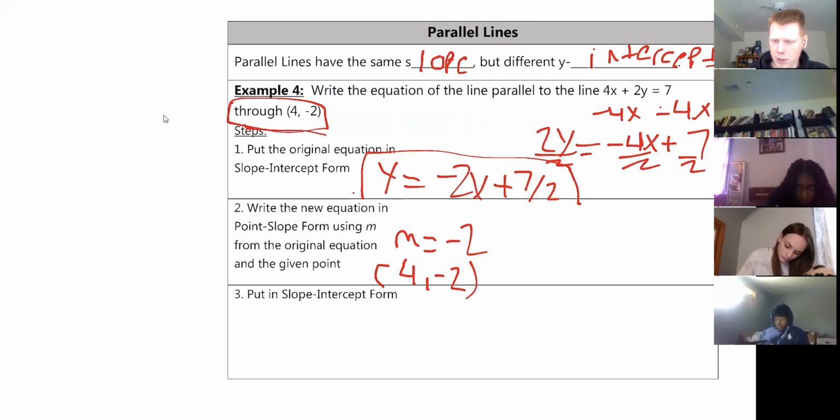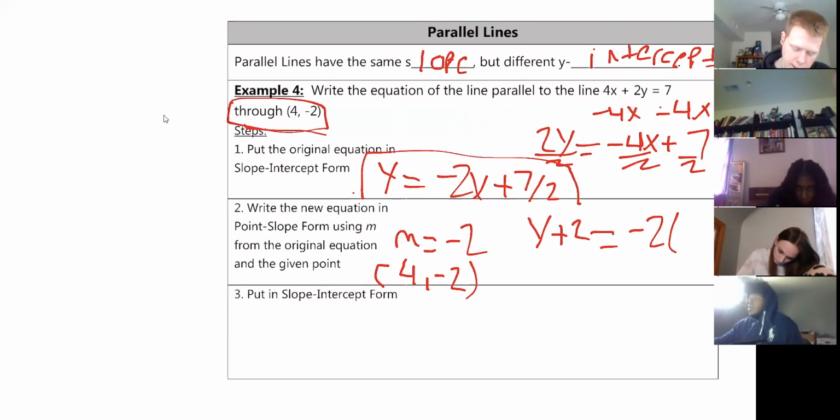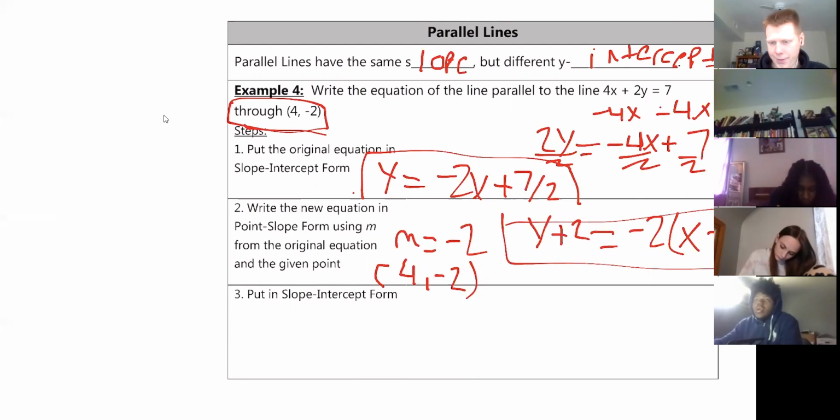We're just going to put it in point slope form. So it would be y minus y1. Looking at this point, since it's minus negative 2, that would be plus 2 equals our slope, so negative 2 times x minus x1. So x1 is just 4, so minus 4. And that would be our answer.